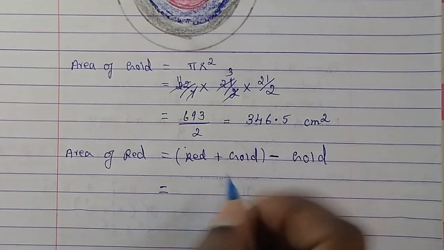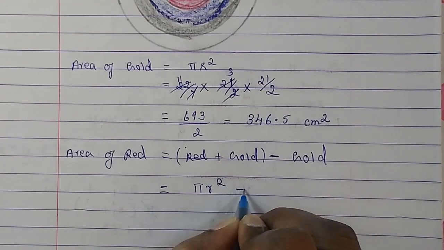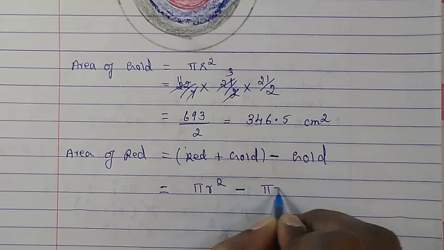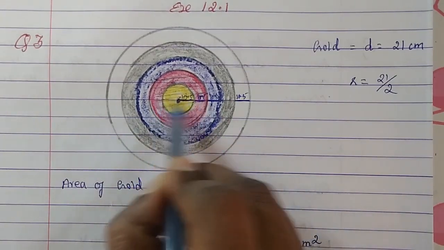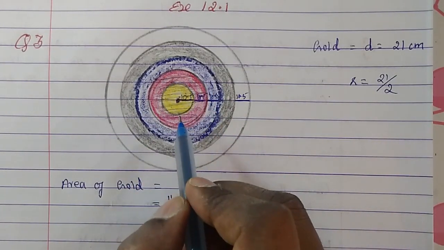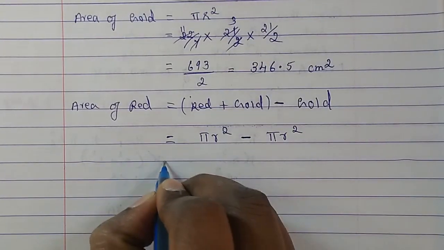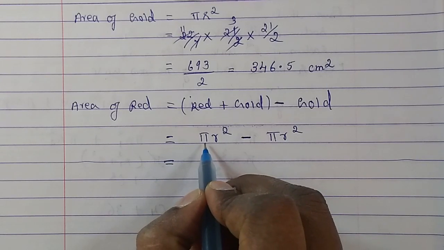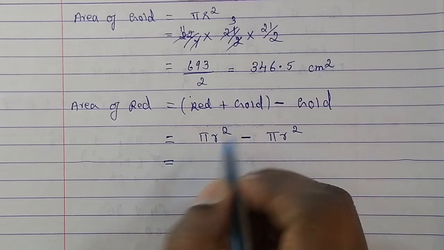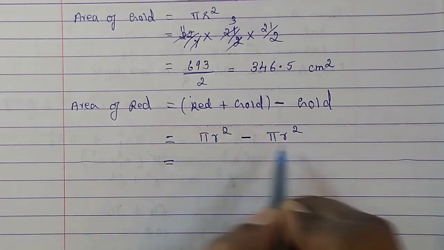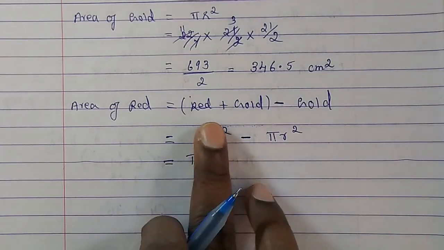So we know the area of the circle will be pi r square minus, and this also will be pi r square, because this is the area of the whole thing, and from that we subtract the area of this gold part. So now pi is common, so let's take it out. Now let's find r square for red plus gold.